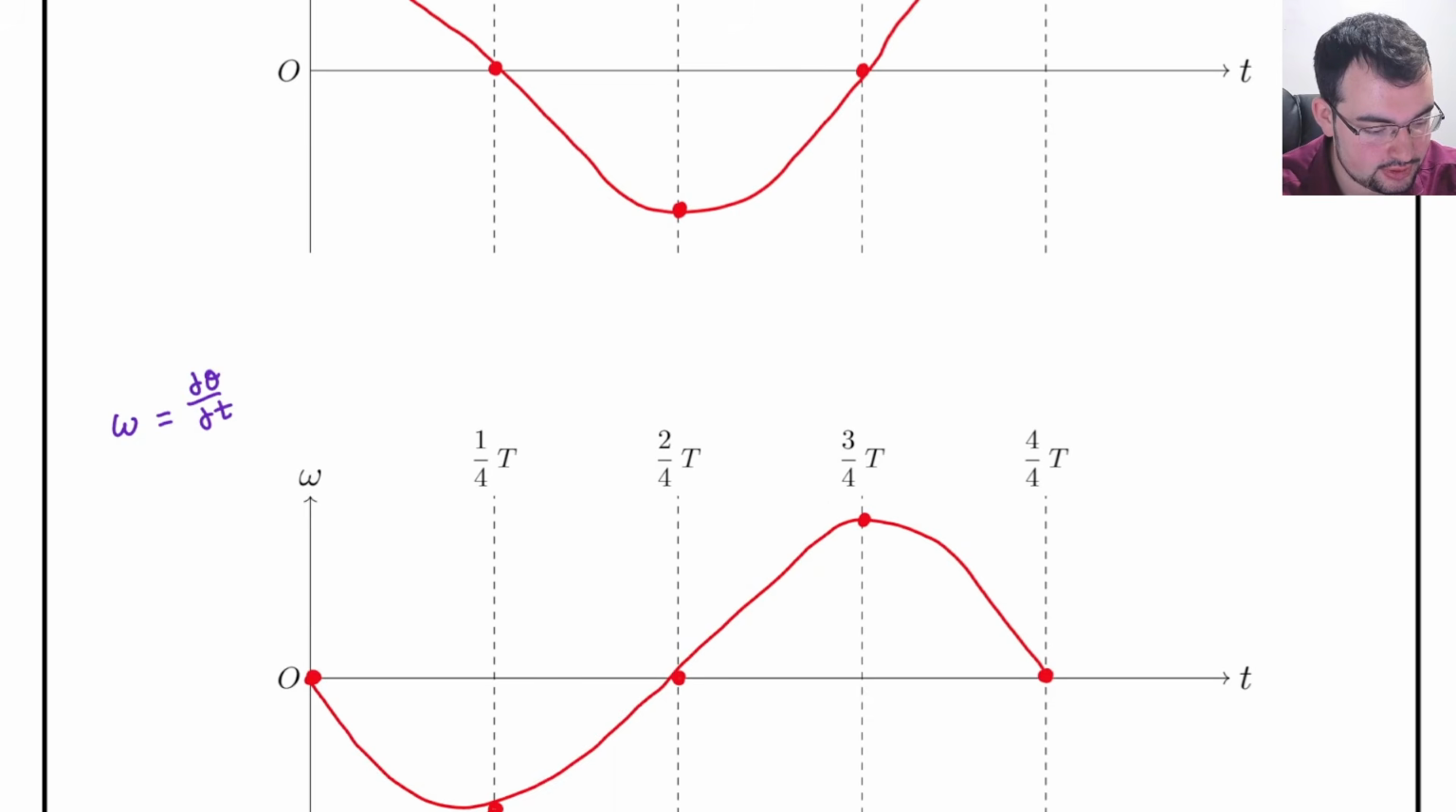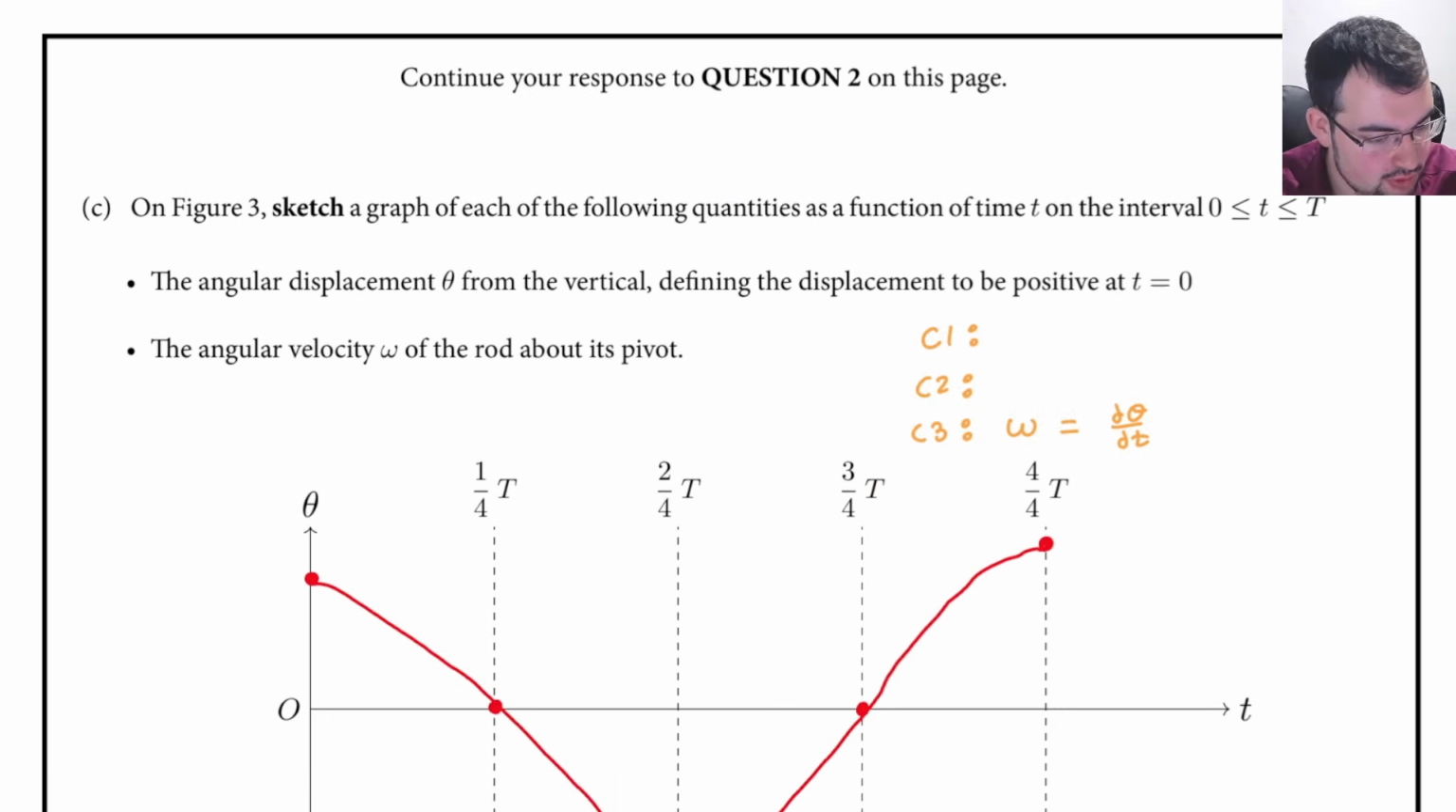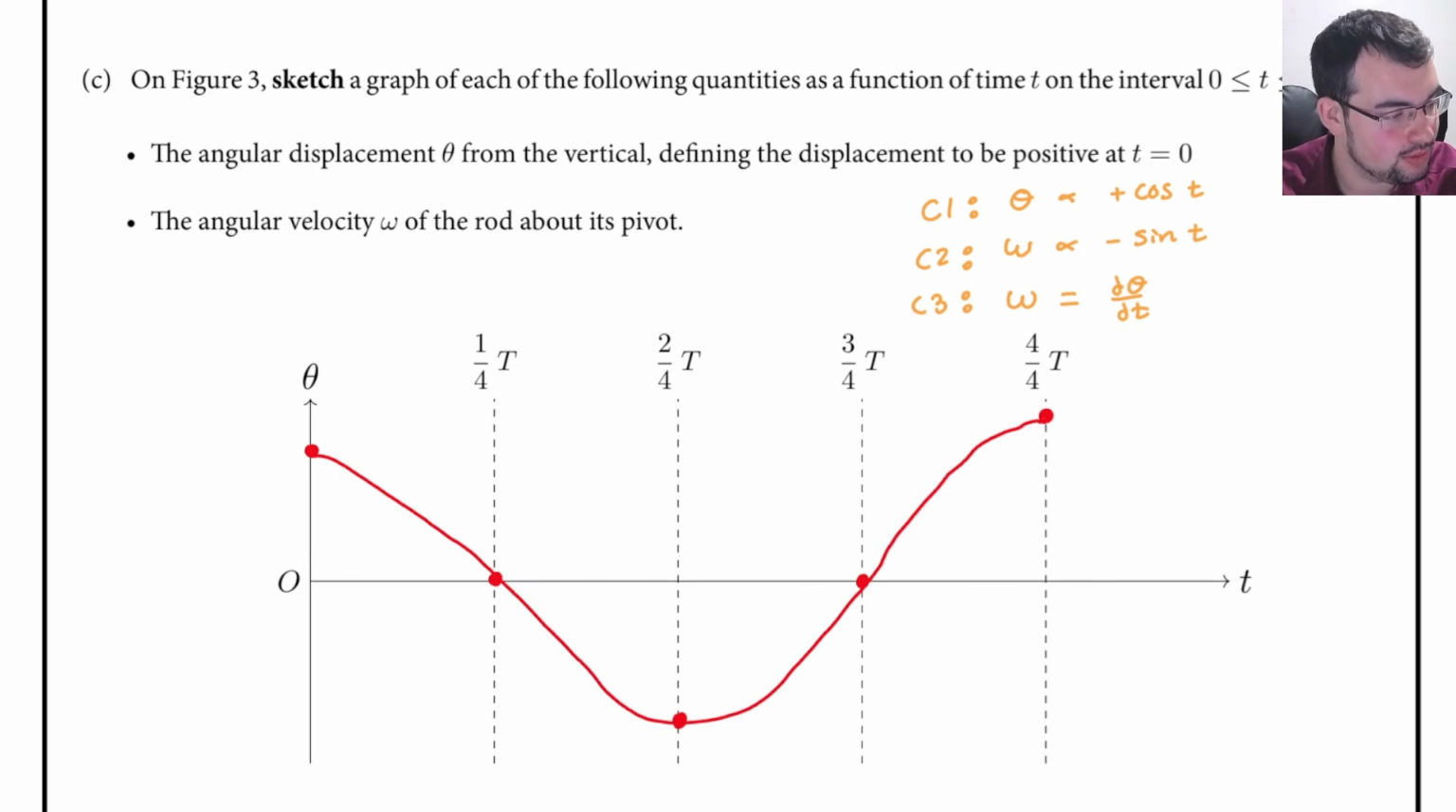C1, I believe that C1 just had to be theta is given by like a positive cosine function, and omega had to be given by a negative sine function with one cycle.